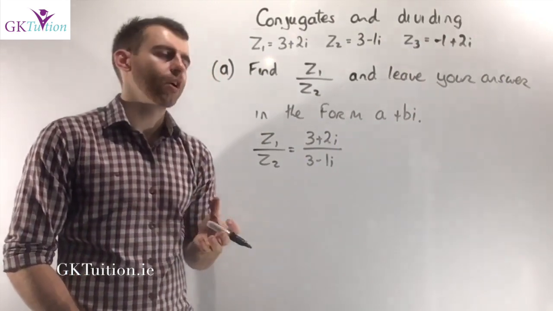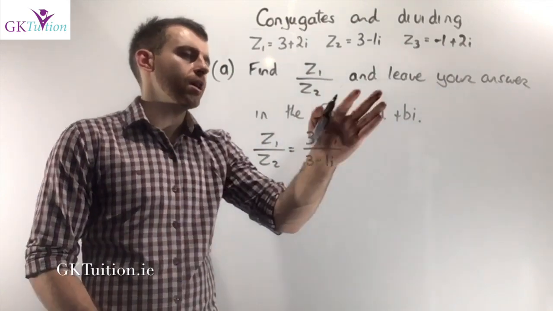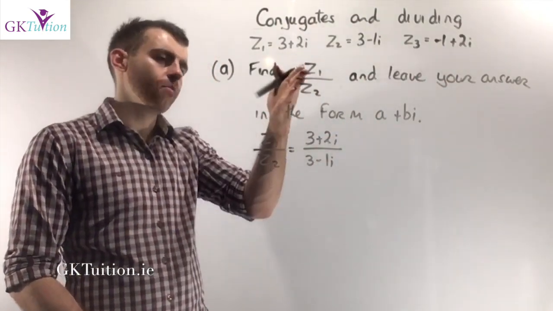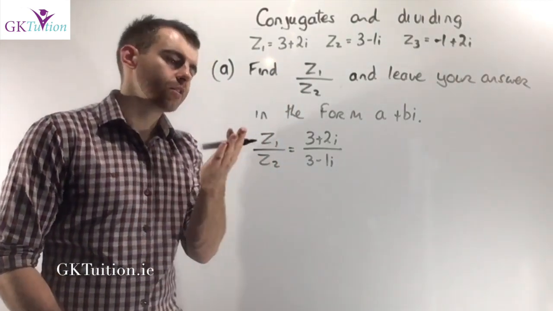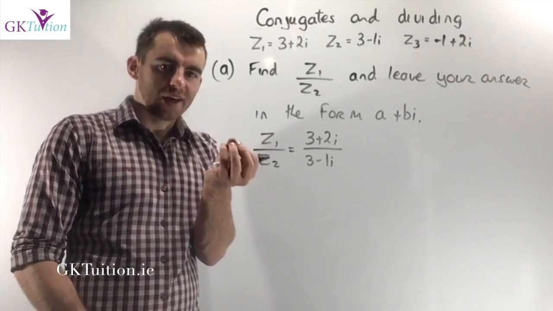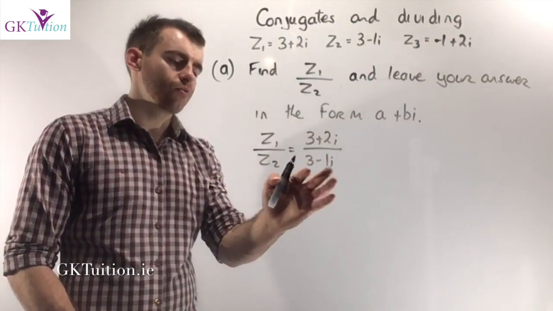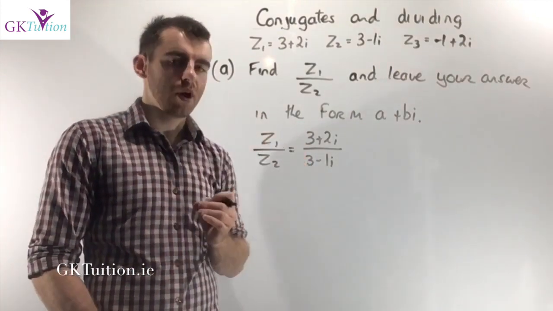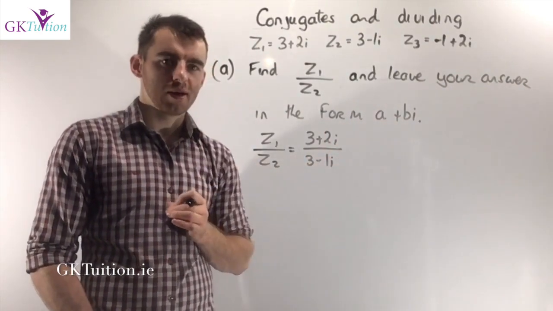So now I want to address questions where you might be asked to find Z1 over Z2 and leave your answer in the form of a plus bi. So I'm dividing one complex number by another. I'm dividing Z2 into Z1. If I was to write that out mathematically, Z1 is 3 plus 2i and Z2 is 3 minus 1i. So I've been asked to get 3 plus 2i divided by 3 minus 1i, but I need to simplify it to write it in the form of a plus bi.